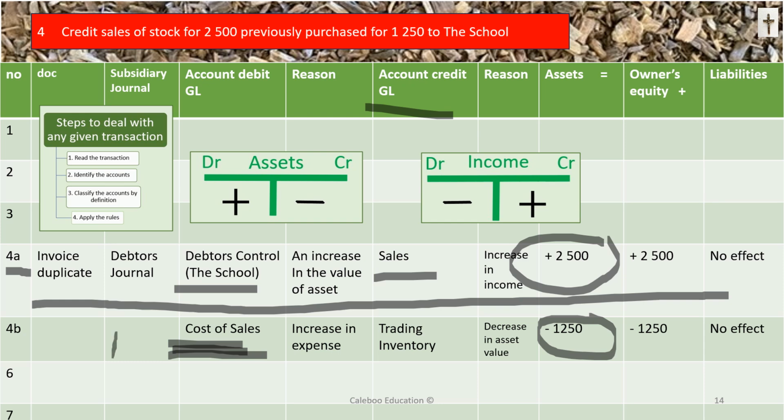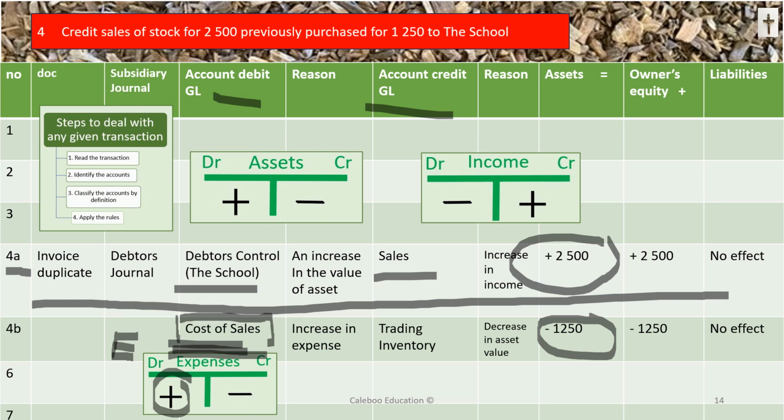Now, cost of sales is an expense, and the rule says an increase in expense, the account must get debited. The account that is debited is known as cost of sales. And why was it debited? Because there's an increase in expense. So at the date of the sale, the trading inventory is expensed. We open up an account called cost of sales. Cost of sales is debited with 1,250.